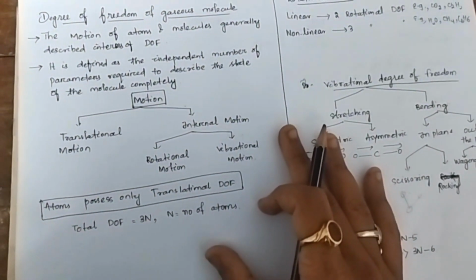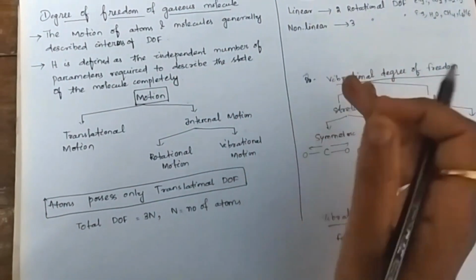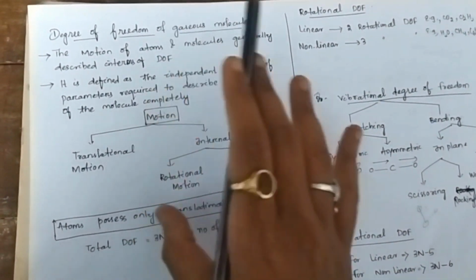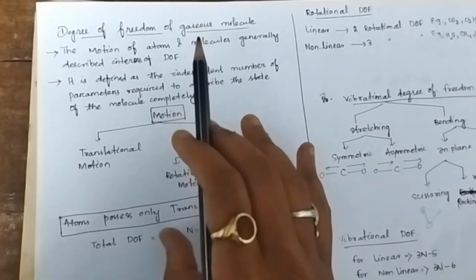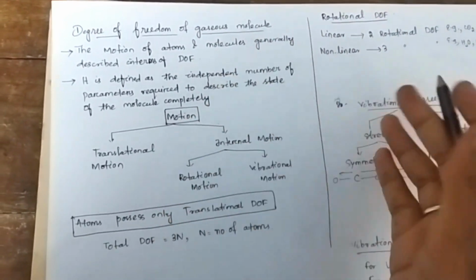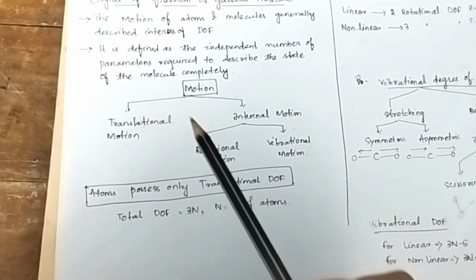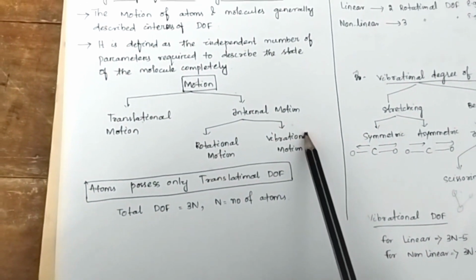Everyone, in this video I am going to discuss degree of freedom of gaseous molecule. Degree of freedom generally explains the motion of the molecule. When a gas molecule is heated, the energy supplied to it may bring three kinds of motion, that is translational motion, rotational motion and vibrational motion.